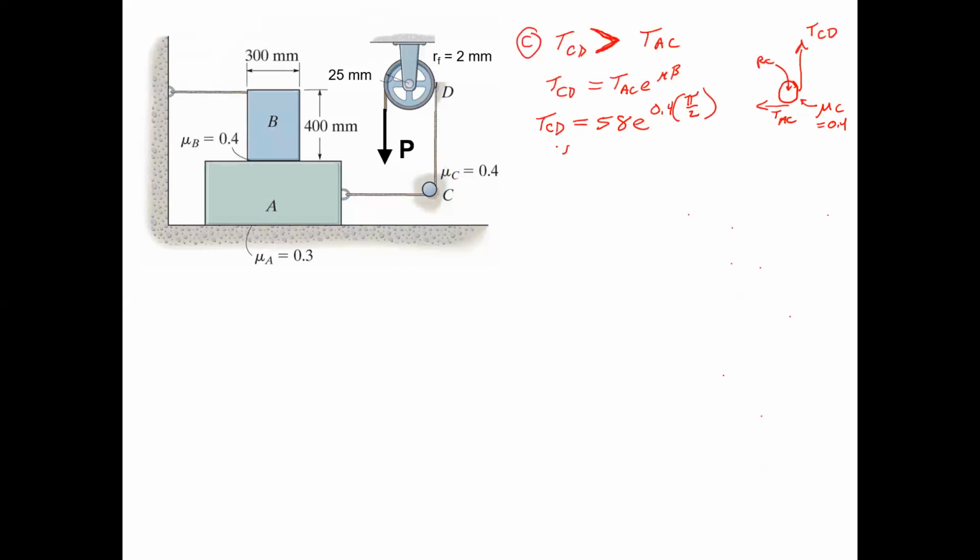So therefore, TCD equals 108 newtons. So it's almost double the amount of force you need because of that peg.